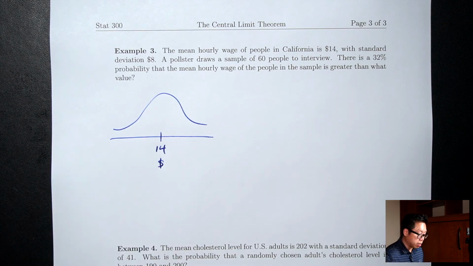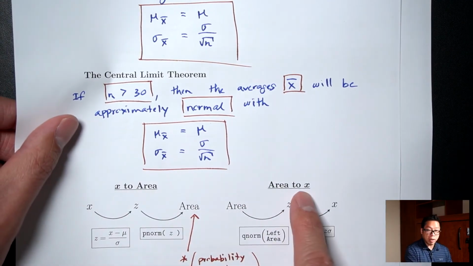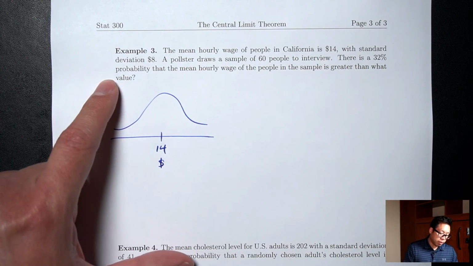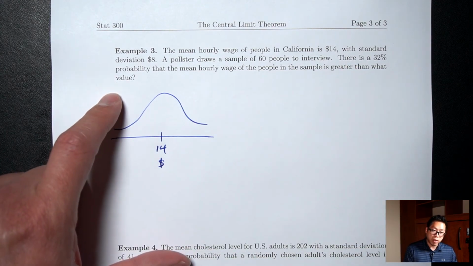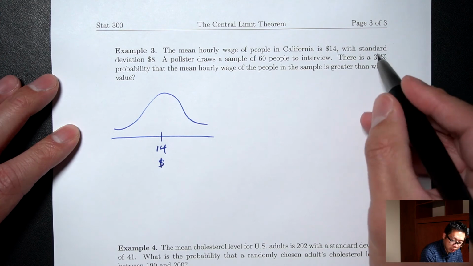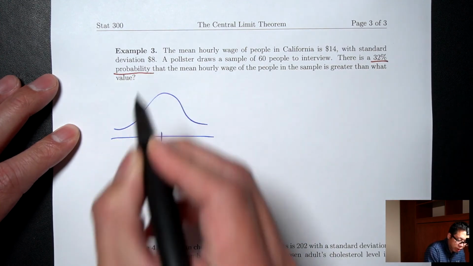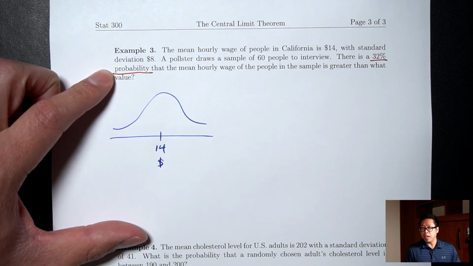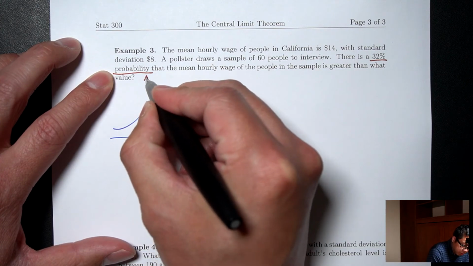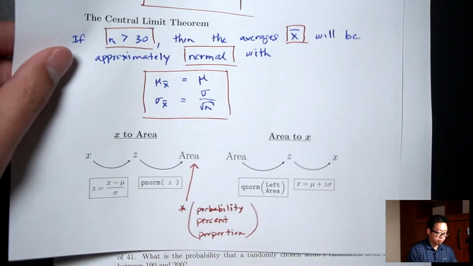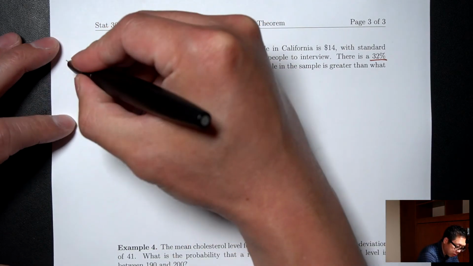The next thing I need to decide is whether this is an X to area or an area to X. Let's read the last sentence. There's a 32% probability that the mean hourly wage of the people in the sample is greater than what value? Notice that in that last sentence, I'm starting you off with a 32% probability. Probability is one of those P words that I said you should think area. I'm giving you an area to start. Which one starts off with an area? Area to X. So this one would have to be an area to X.